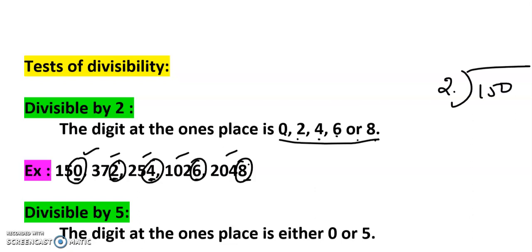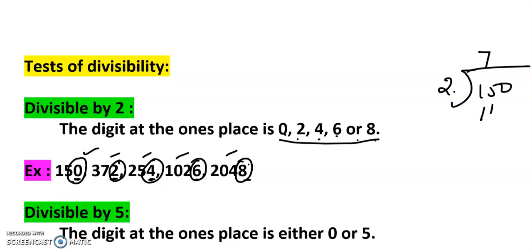So how will you say it is divisible by 2? If the remainder is 0, then we can say it is divisible by 2. So no need to divide and then check. By seeing the ones place, you can tell whether it is divisible by 2 or not. If the ones place is 0, 2, 4, 6 or 8, then you can say it is divisible by 2. If you want, you can divide and then check the answer.